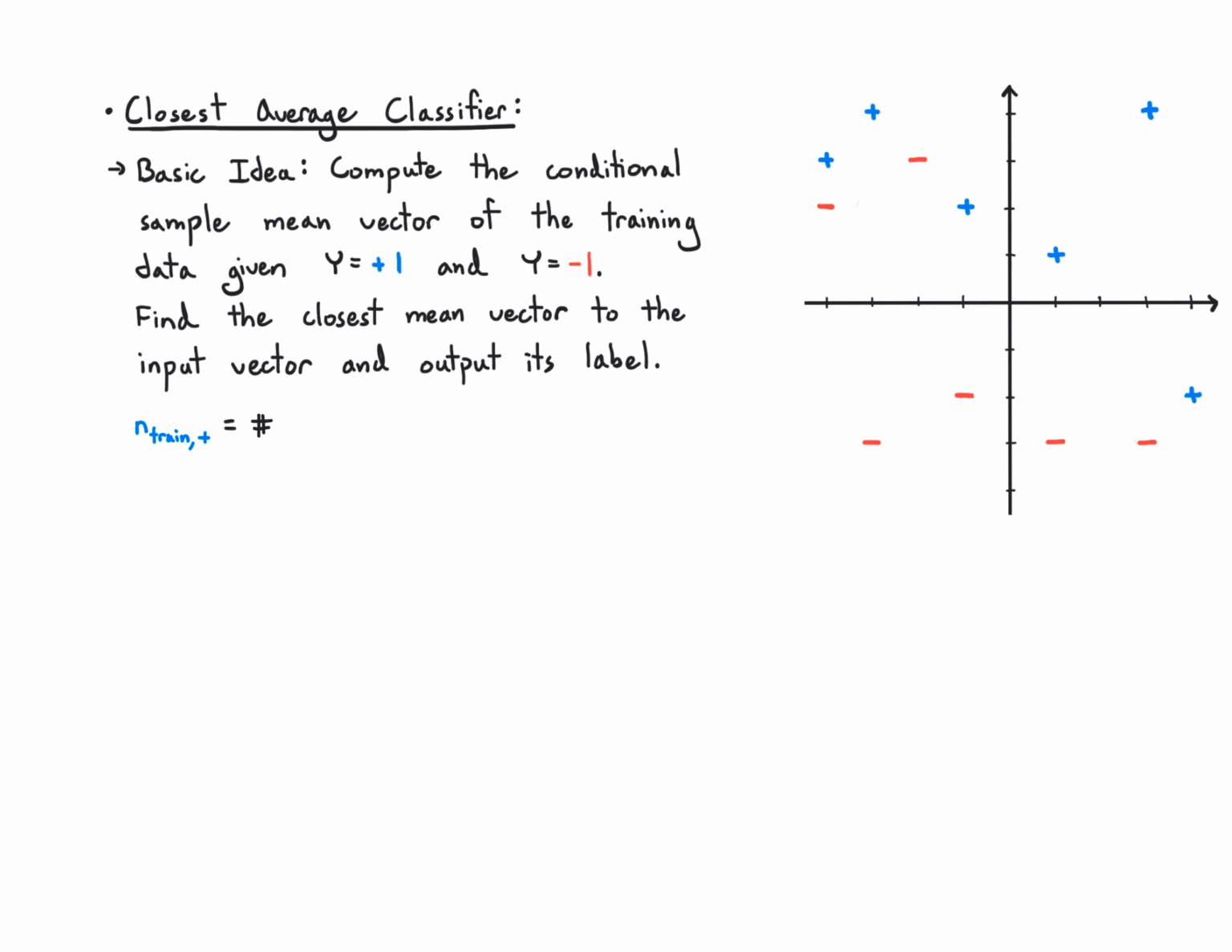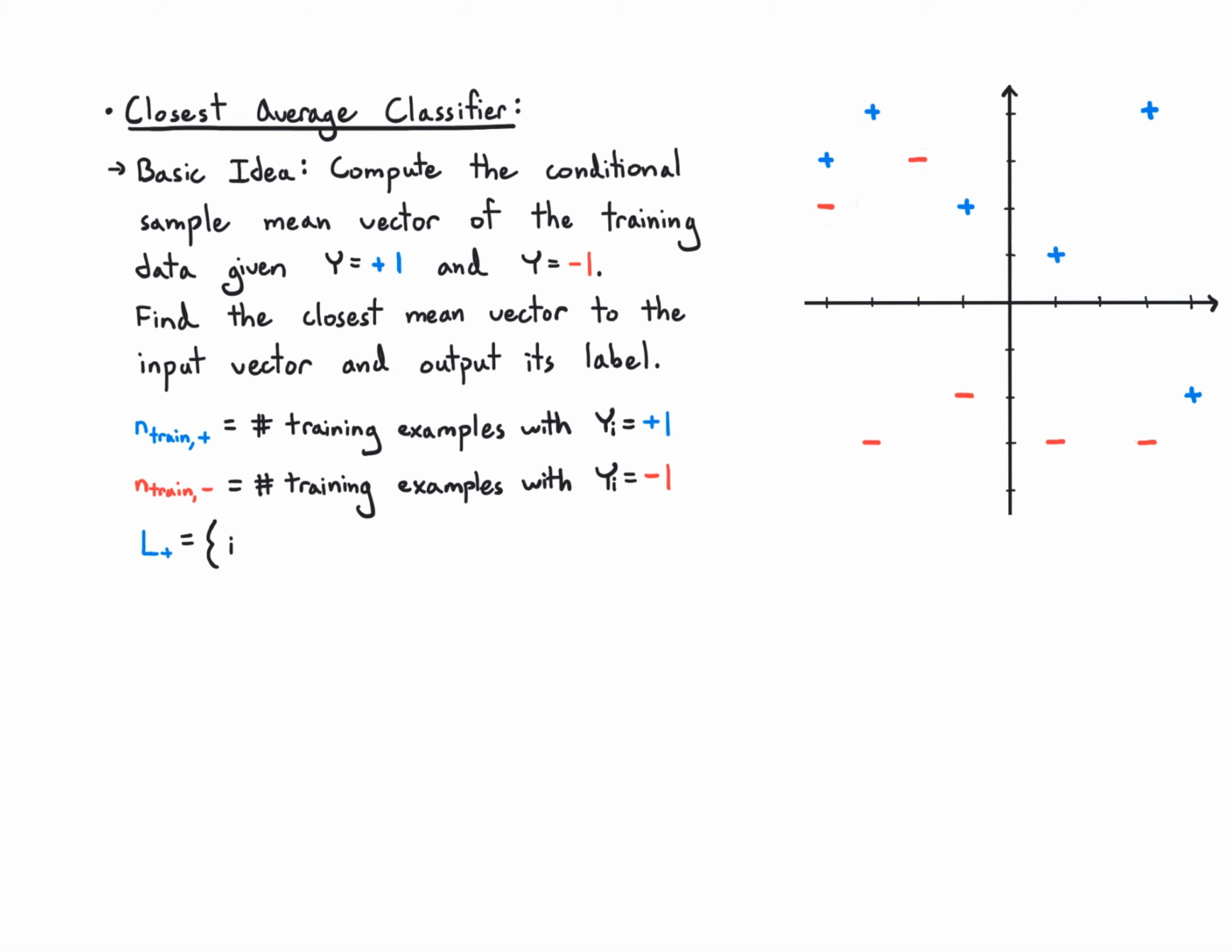So I need a little bit of notation. I need to count the number of training examples that have a positive label, and the number that have a negative label. So that's going to be n-train plus and n-train minus, right? And then I also need the indices where I have a positive label, +1, and the indices where I have a negative label, -1.